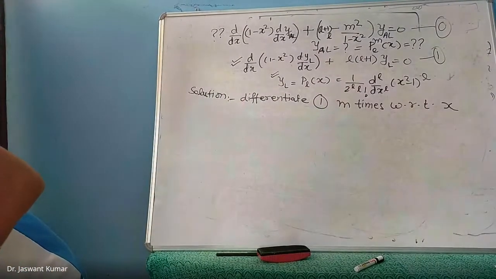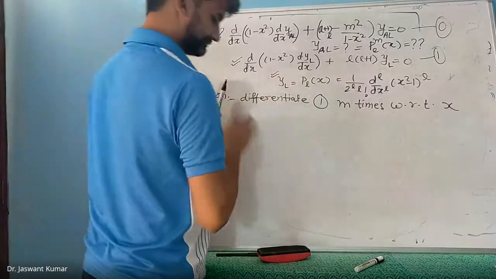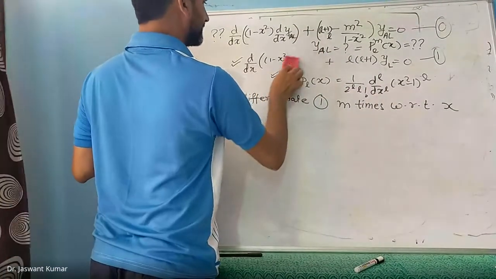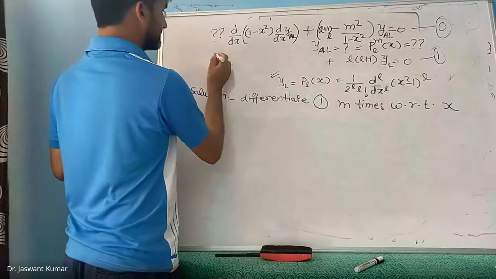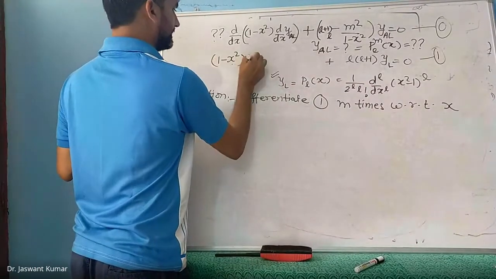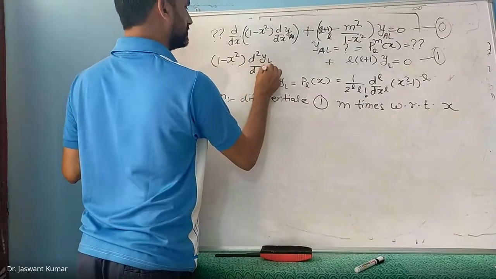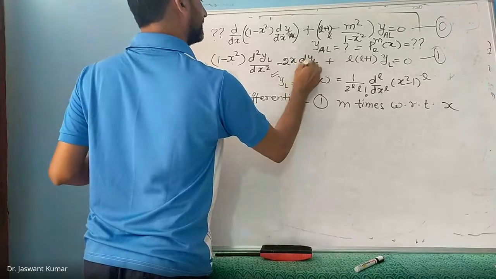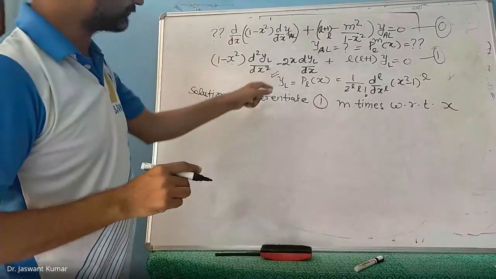Okay, so for this, this term you know can be written in two terms, right? So the first term here was (1 minus x square) d^2y_l by dx^2 minus 2x dy_l by dx. We can write it like this, right? So now we differentiate equation 1 m times with respect to x.